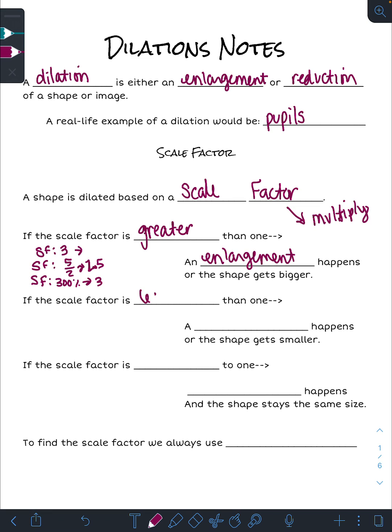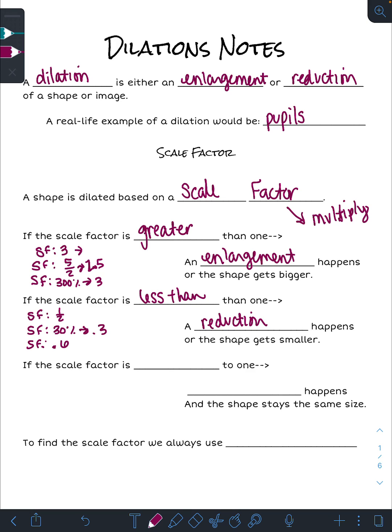If the scale factor is less than 1, that causes a reduction to happen, causing the shape to get smaller. So if your scale factor was 1/2, that's less than 1. If your scale factor is 30%, less than 1. If your scale factor is 0.6, that's less than 1. So it would cause it to reduce, because if you multiply something by half, it makes the number get smaller. If you multiply something by 30%, which actually is 0.3, it causes something to get smaller.